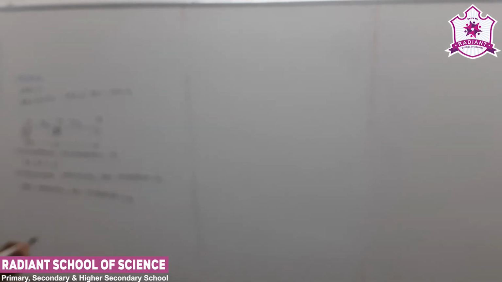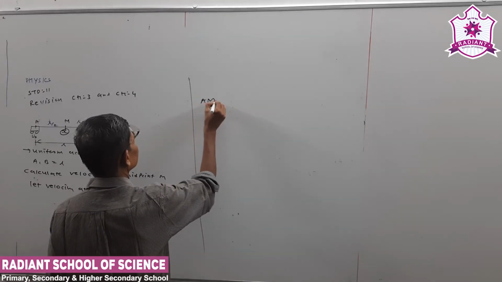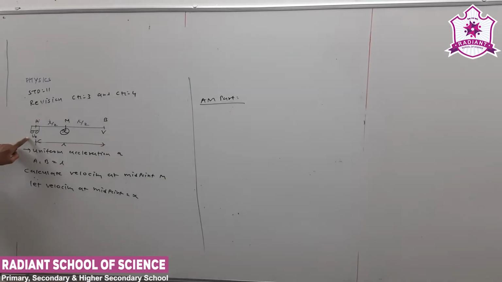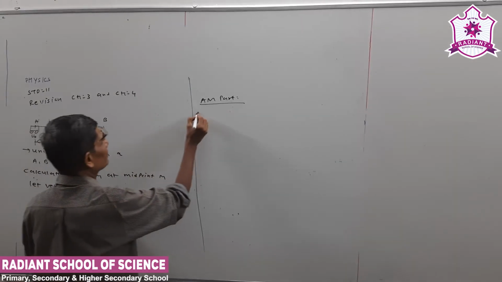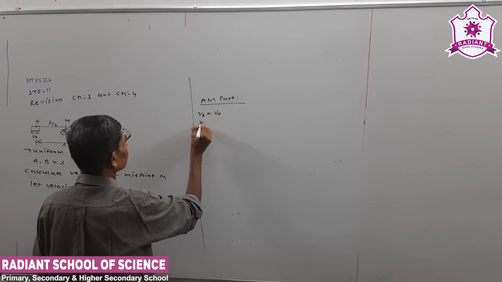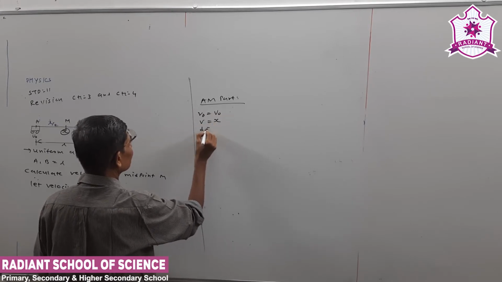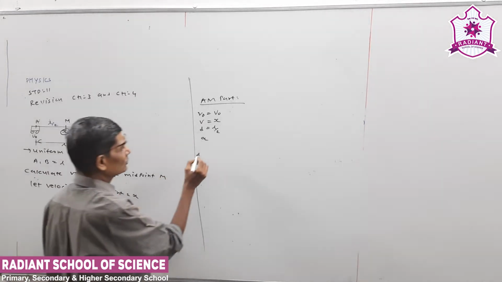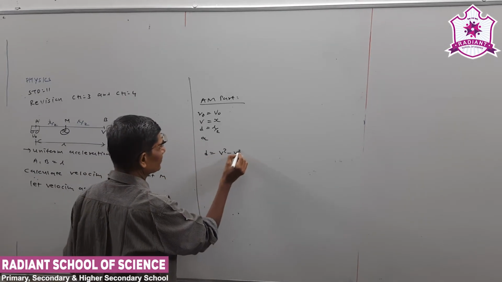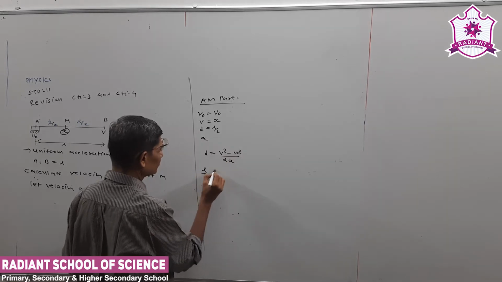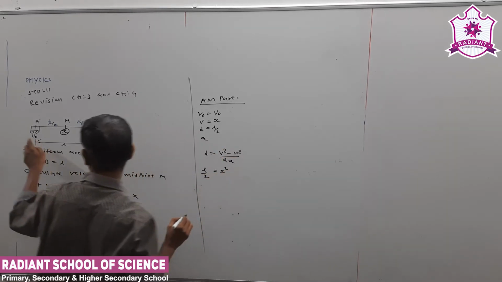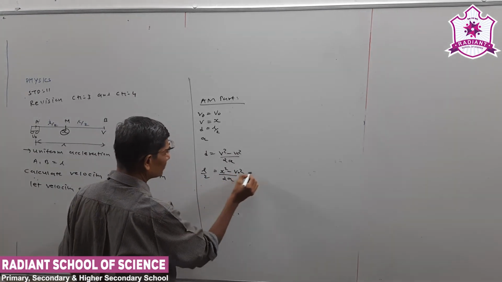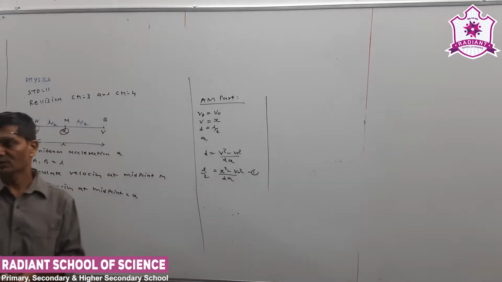Now, first we solve for the AM part. Here, this will be the initial velocity and this will be the final velocity. Distance covered is L by 2 and the uniform acceleration is a. Now we use our distance formula, v square minus v0 square upon 2a. Here the velocity is x, so this will be x square minus v0 square upon 2a equals L by 2. Let us say this is equation 1.